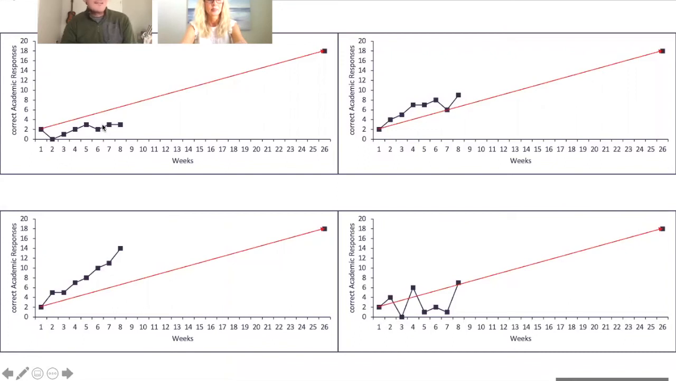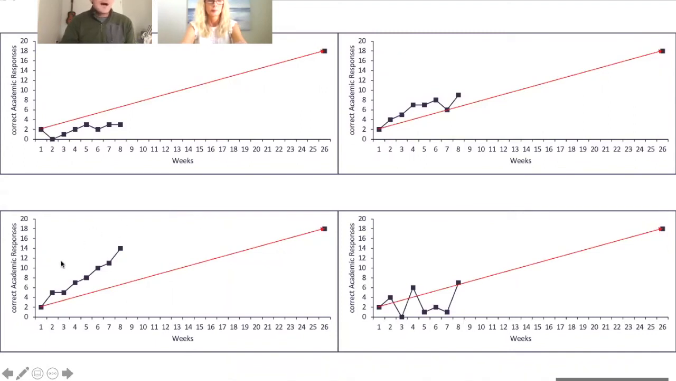The data is pretty consistent, I would say, in this phase. If we look at this graph right here, all the data points except this one are actually above the aim line. So this student is making adequate progress. We can keep this student trucking along in what they're doing.